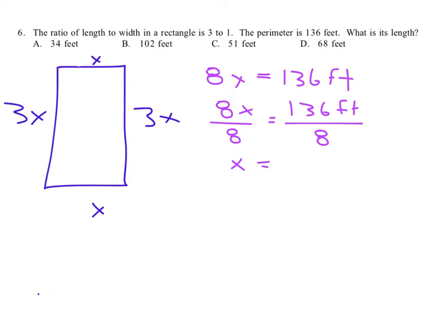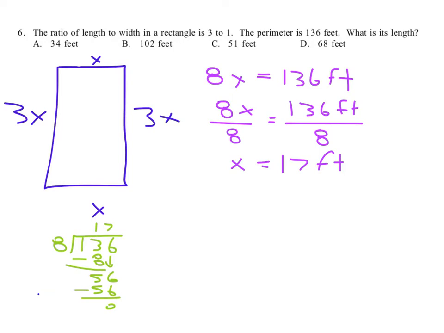we get x equals, and we need to do 136 divided by 8. I'm going to do it down here on the bottom. 136 divided by 8. It goes into 56 7 times. So x equals 17 feet.